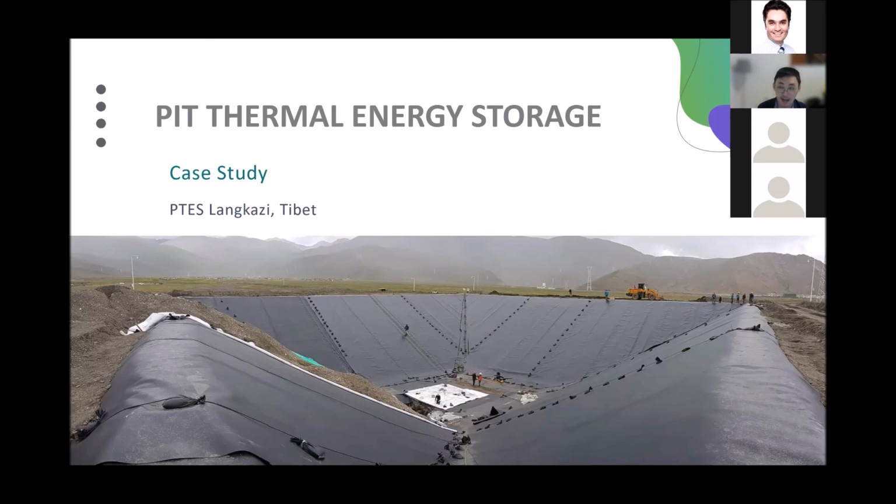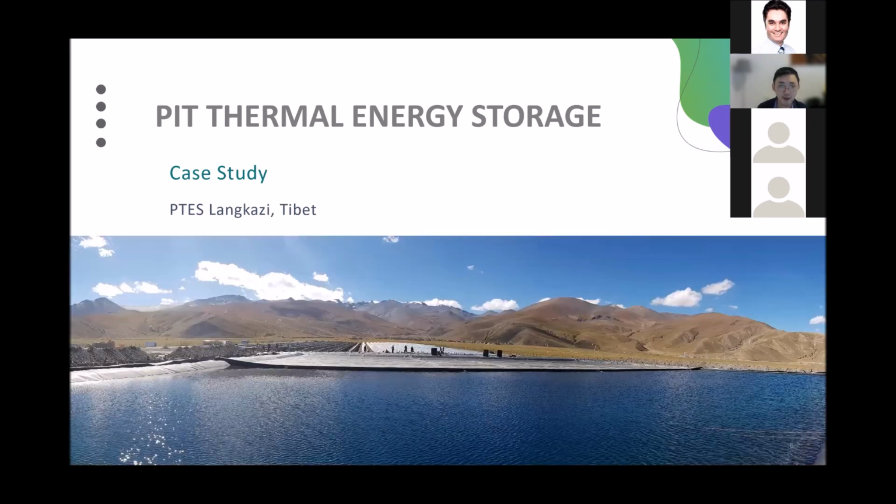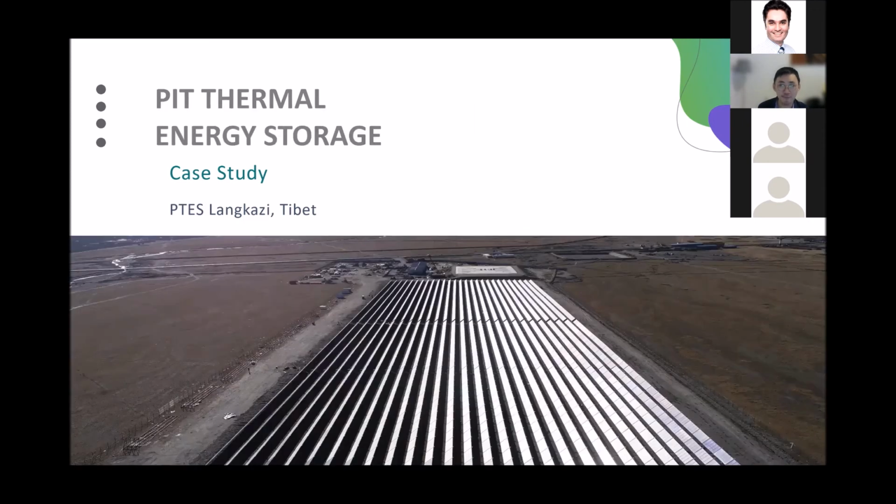damaging the lining systems. And this is a picture where you see the water has been filled, the sacrificial layer has been removed as well, and the high temperature geomembrane on top is being pulled to actually cover the storage pit. And lastly, I have one picture that shows the overall project for Langkawi PTES.